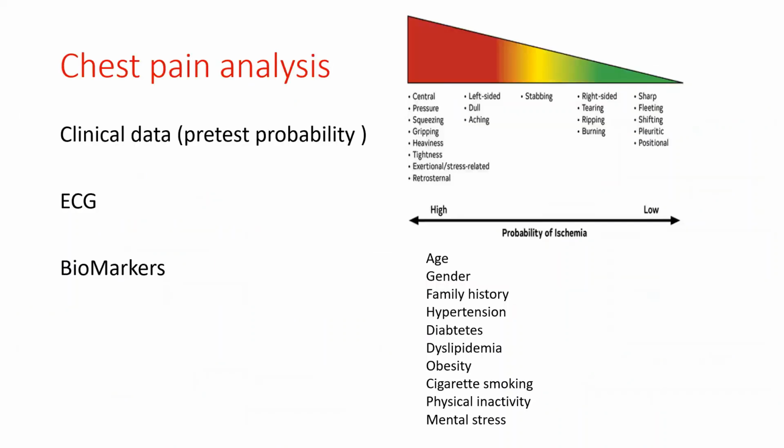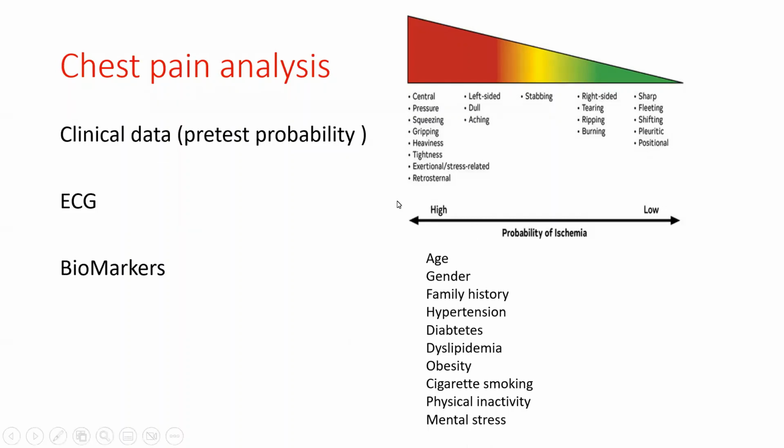Now, the chest pain analysis. How are you going to analyze the chest pain? You have the clinical data, which is going to get you to the pretest probability. Then the ECG and the biomarker, okay? Those are the three tools upon which we work up the chest pain or analyze the chest pain, in the light of clinical data, ECG and biomarkers.